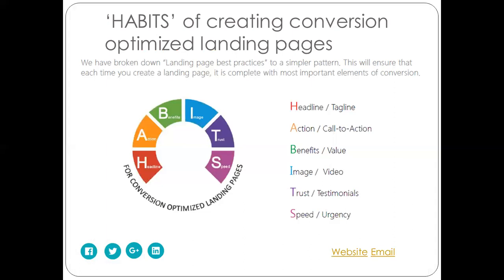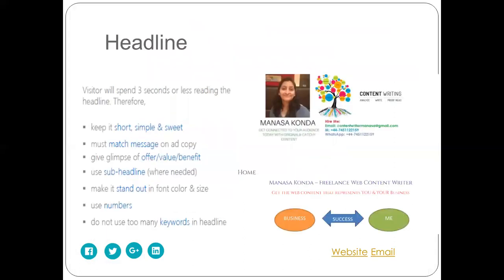Speed or urgency. Try creating an urge for them. Quickly call now. Never miss this opportunity. This offer is available just today. It makes them think twice and thrice before going away from the page. Instead, they will go forward and buy the product if they think it is really worth it for them and if they are really needy. So these are the key traits for creating optimized landing pages.